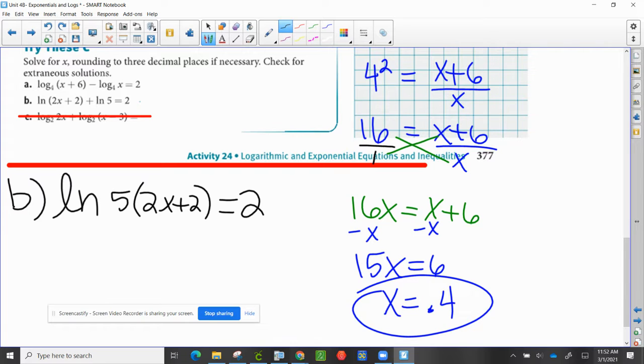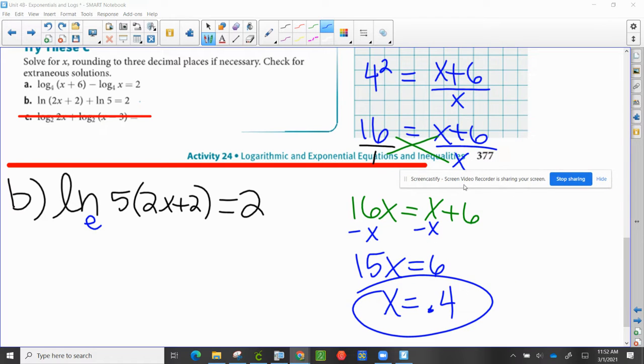Let's see what we get. Okay, so you're going to have to multiply 5 times 2x plus 2. Now remember, when you rewrite this as an exponential, it's base e. Okay, so go ahead and try this one. We'll see if you get it. If not, I'm going to go over it when we're done. Okay, if you did it right, I got negative 2 or 0.261.